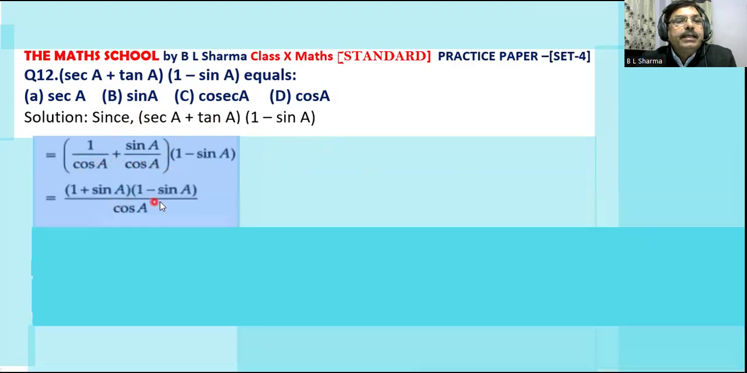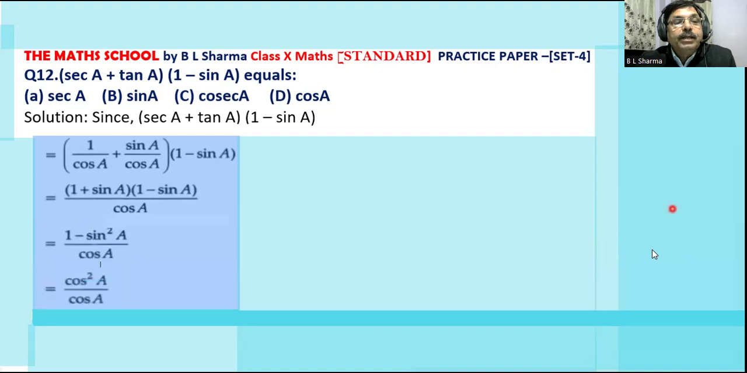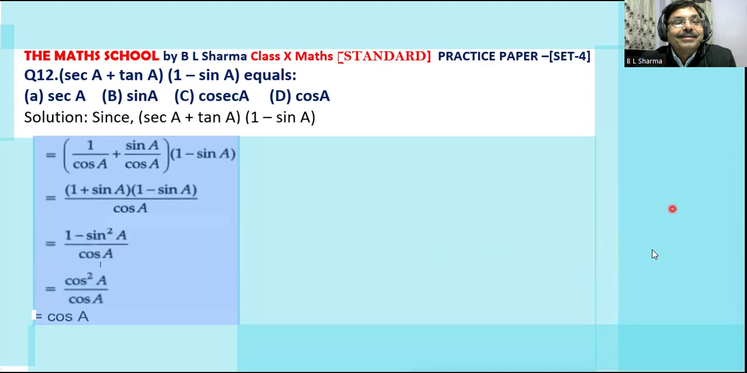So (1 plus sin A) into (1 minus sin A), that is 1 minus sin square A upon cos A. But 1 minus sin square A is equal to cos square A. So cos square A upon cos A, that is cos A. So what is the answer? B is the correct option.